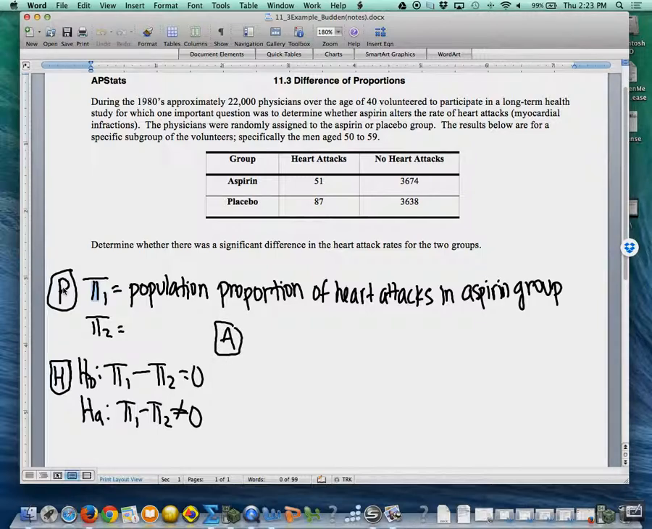Your assumptions. I told you there's no matched pairs for proportion. So the first assumption is always going to be, do I have independent random samples?